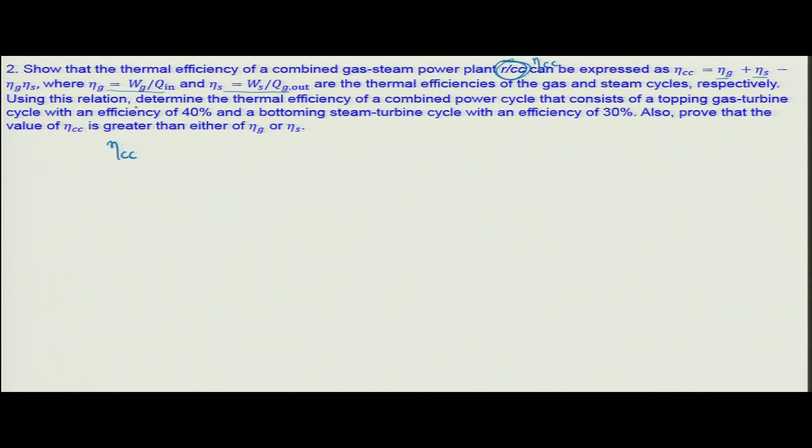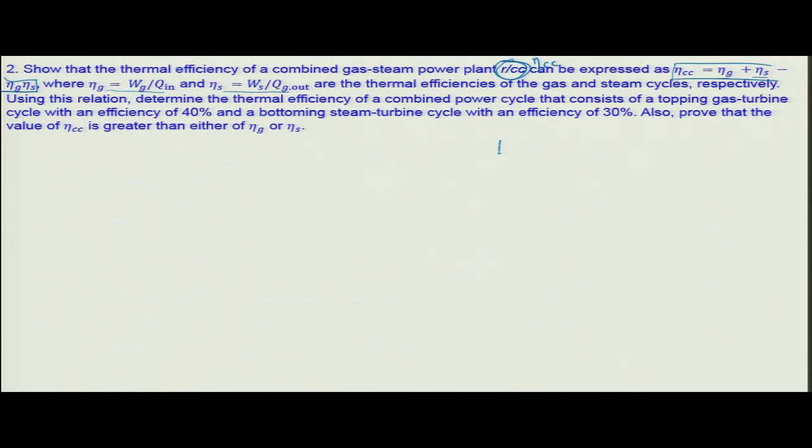Okay. So using this relation, determine the efficiency of a combined cycle power plant that consists of a topping gas turbine cycle with an efficiency of 40%. So this is the second part of the problem where the gas turbine efficiency is given as 40%, and the steam turbine is the bottoming cycle and its efficiency is 30%. Okay. Also you have to prove that the value of eta CC is greater than either of eta G or eta S. Okay. So let us first draw a diagram to understand this problem.